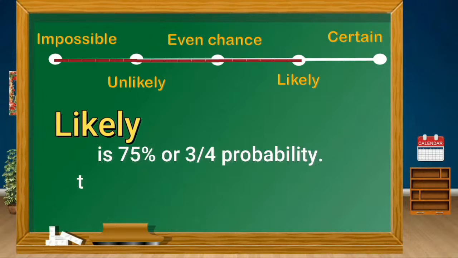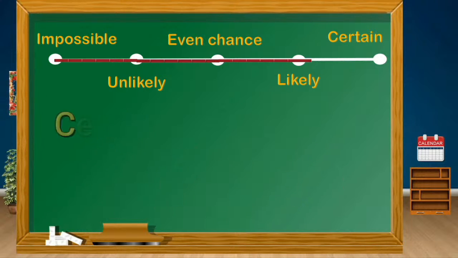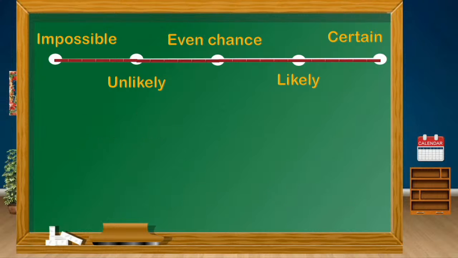Likely, it is 75% or 3/4 probability. There is a greater chance that something will happen. And certain is 100% or 1. It is something that is sure to happen.